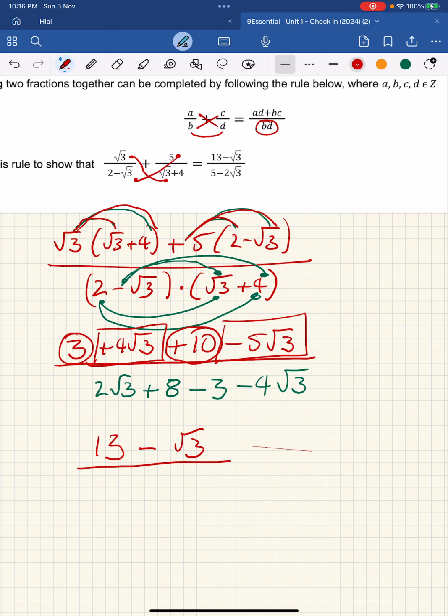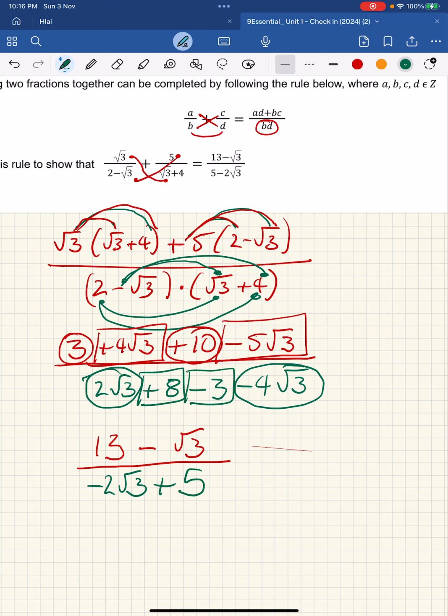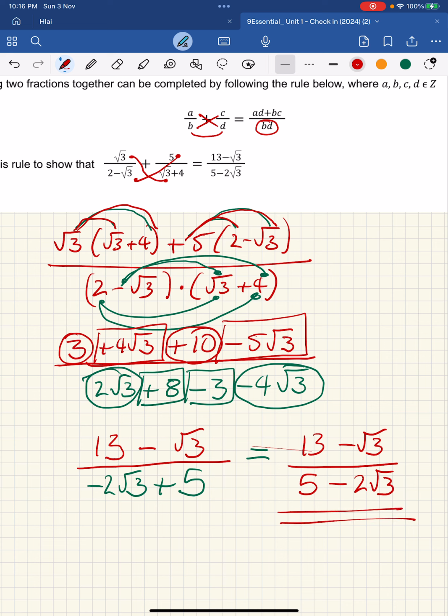And on the bottom, we've got 2 root 3s. Are there any more root 3s? Minus 4 root 3s, so that's minus 2 root 3s. And there's a positive 8 and a negative 3, that's a positive 5. Mathematicians do like, if they can, to write the answers with a positive lead term. You can see the denominator, I could rewrite that as 5 minus 2 root 3, and then if we check, we actually do match exactly the shape of the answer that they want from us.